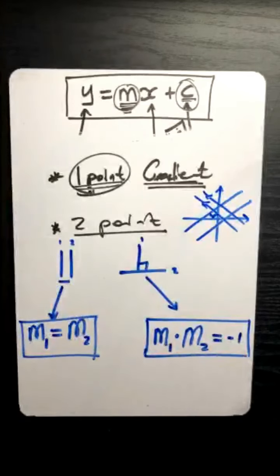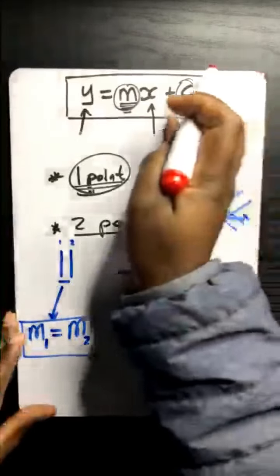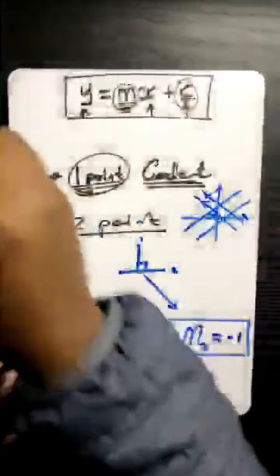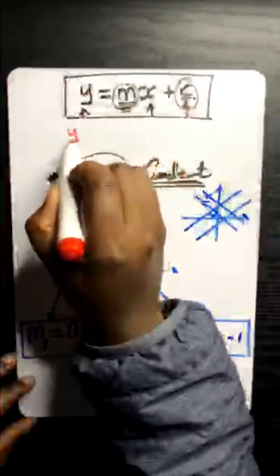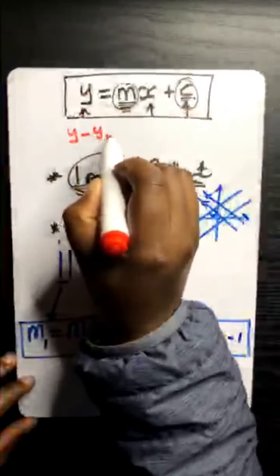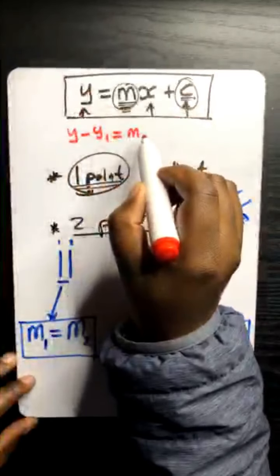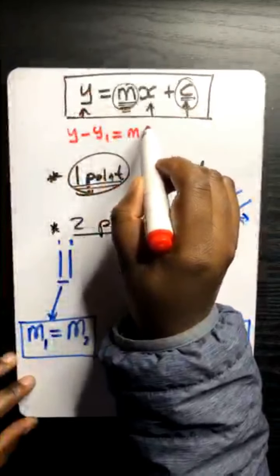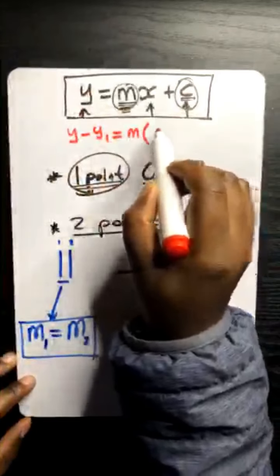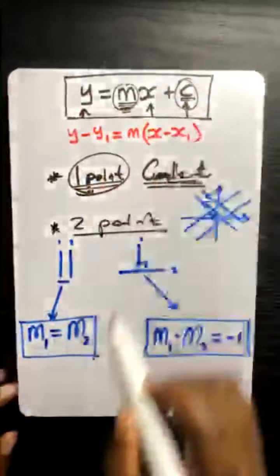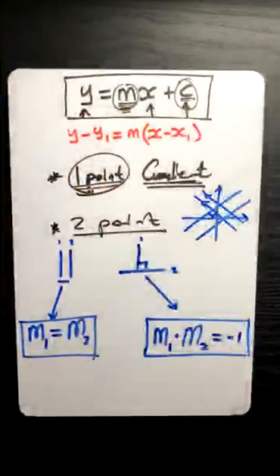And lastly, this is not the only way we may represent an equation of a straight line. Some of you at your school, they might teach you in this way, where they say y minus y1 equals m into x minus x1. Very, very much important, ladies and gentlemen.